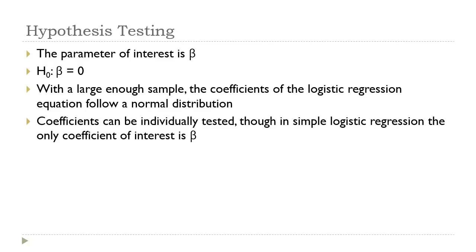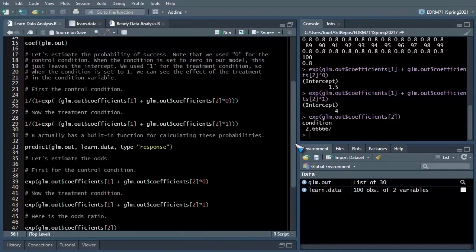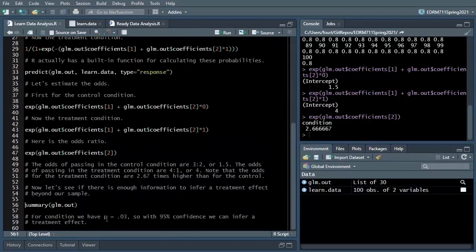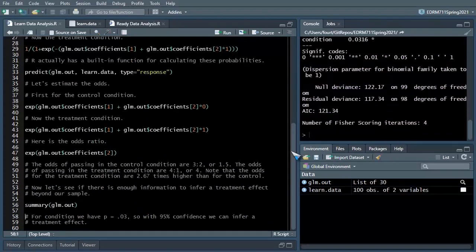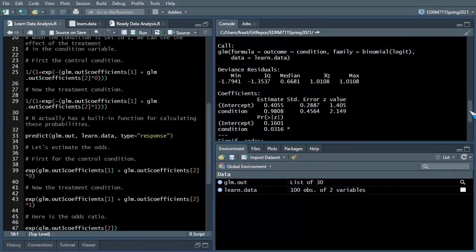Coefficients can be individually tested in simple logistic regression, which is what we've been focusing on here. There's only one coefficient of interest, and that's beta. I can look at summary of my glm.out. Remember that glm.out was what I called my object for my entire model way back up here. So I can use the summary command in R, and I'm going to use it right now. And that will provide me some statistics for inference. The one I'm going to focus on right now is the p-value for the condition, which is 0.03. Our estimate was 0.98 for beta.